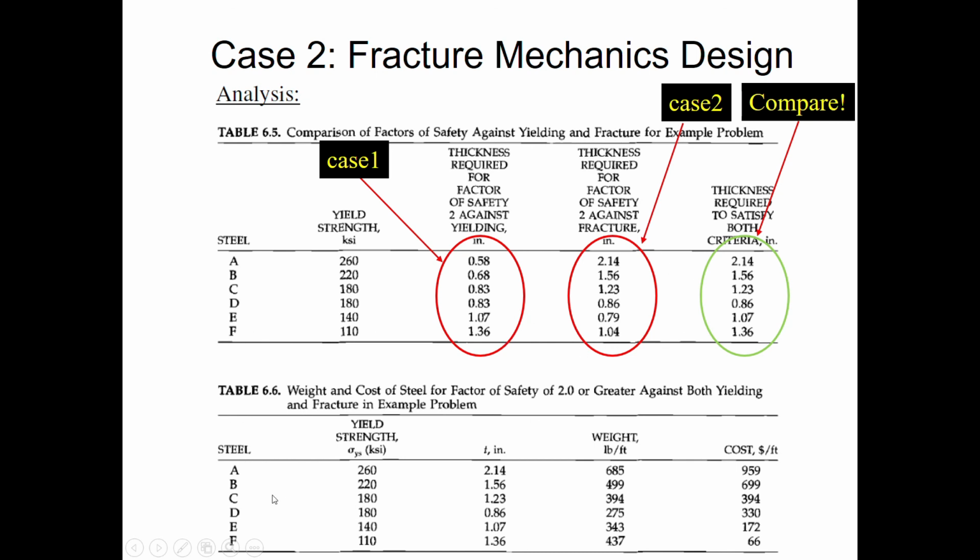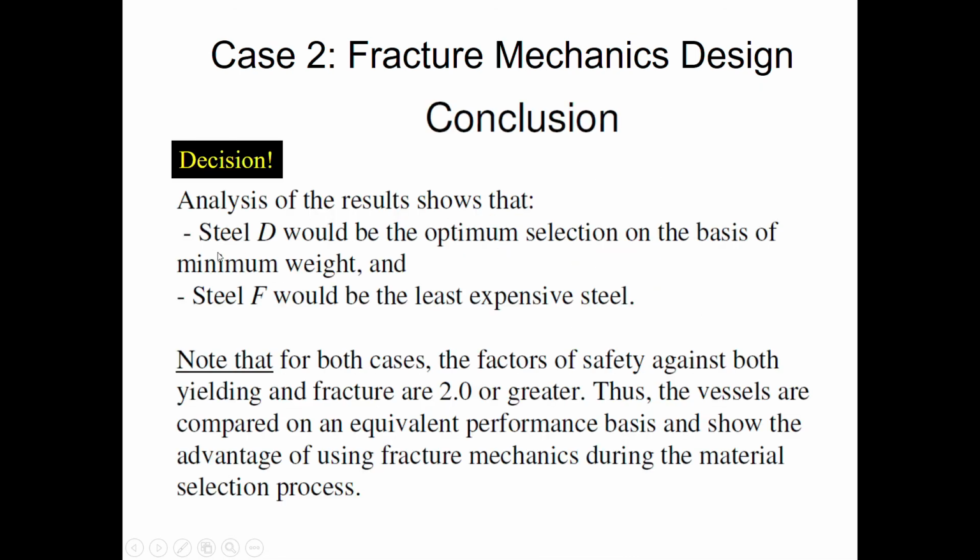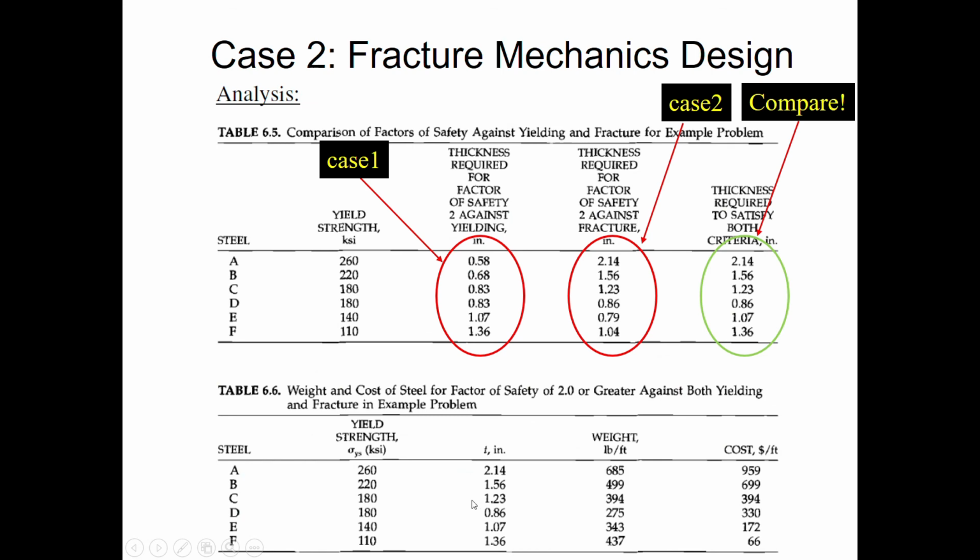Okay, from that we can check using this value. This is the final value because we already consider two types of condition, the yielding and fracture. Now we need to check the weight and the cost of manufacturing for each type of steel, A, B, C, D, E, F. So this is the cost and this is the weight that we have obtained from the thickness. Okay, this is the decision based on the analysis. Based on this table, we make the analysis and we can do the selection.